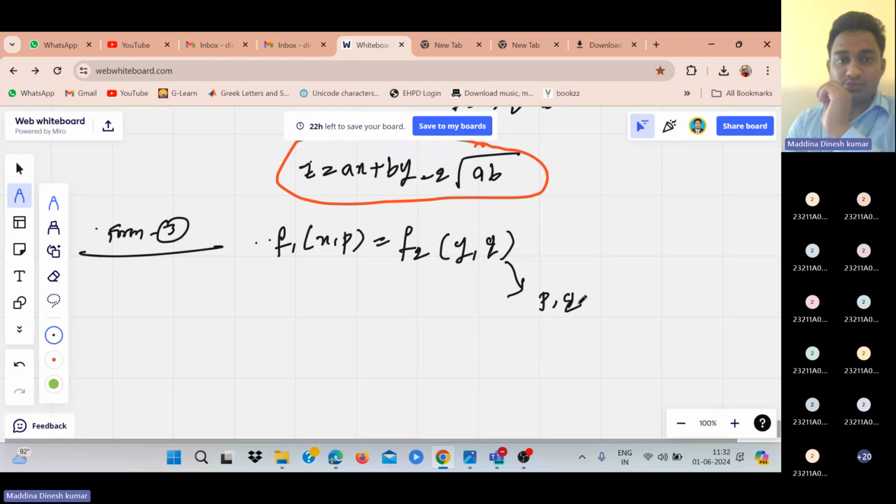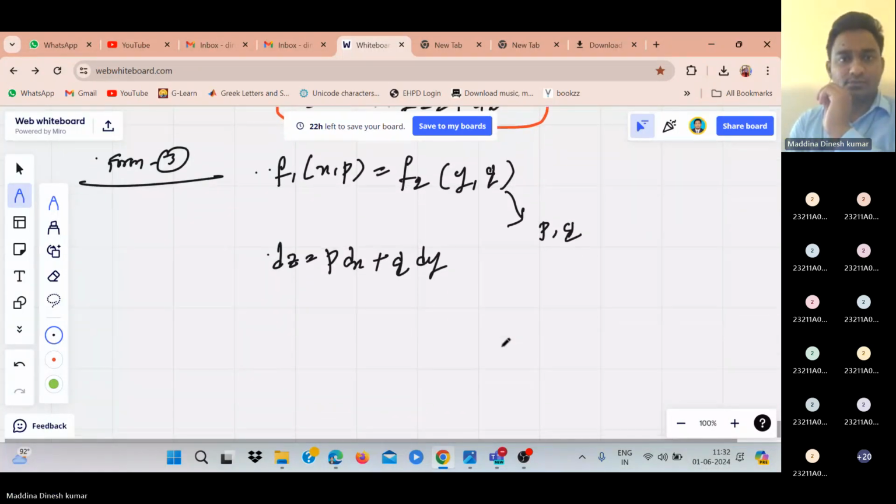We will substitute in the below, that is dz equal to p dx plus q dy. Next we will apply the integration for this. We will get our required z. Okay. Let me discuss one problem to get clarity on how to solve.